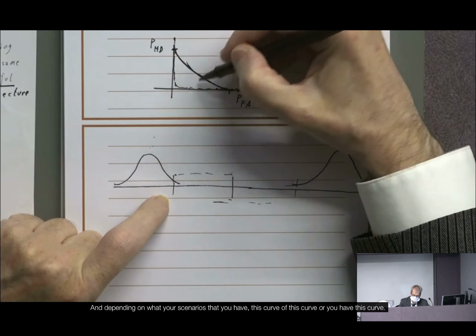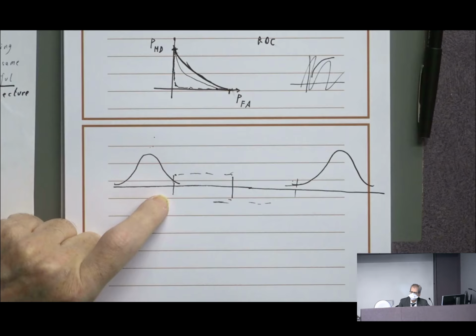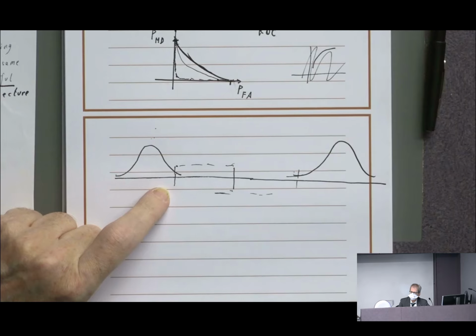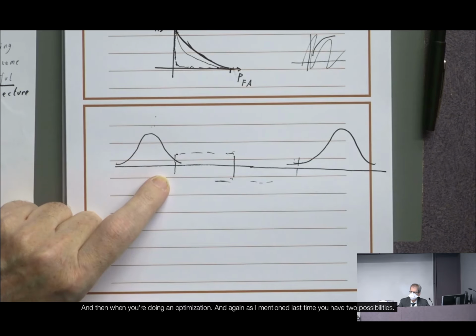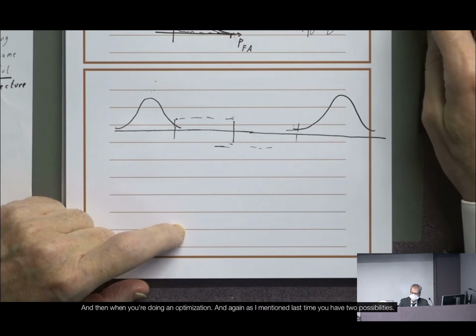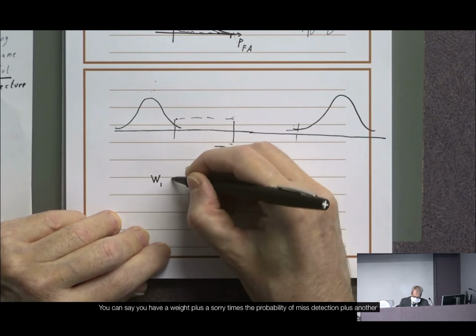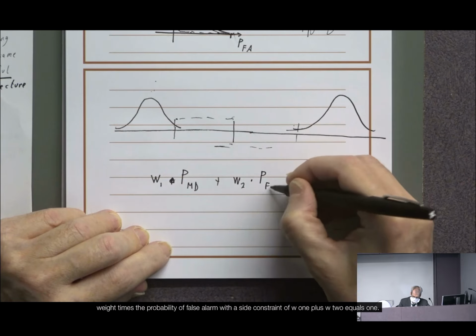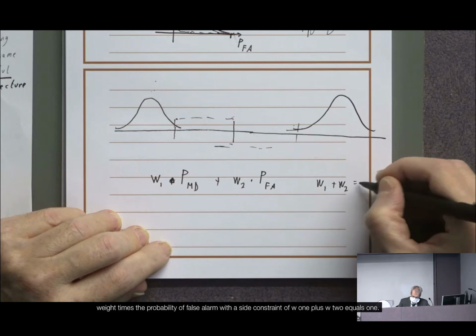And depending on what your SNR is, you have this curve, or this curve, or this curve, but that is sort of a parameter of your measurement. The decision that you're making as a signal processing designer is where do you put your threshold. That's where this comes into play, that trade-off between false alarm and misdetection probability. And then when you're doing an optimization, and again, as I mentioned last time, you have two possibilities. You can say you have a weight W1 times the probability of misdetection plus another weight W2 times the probability of false alarm, with a side constraint of W1 plus W2 equal 1.